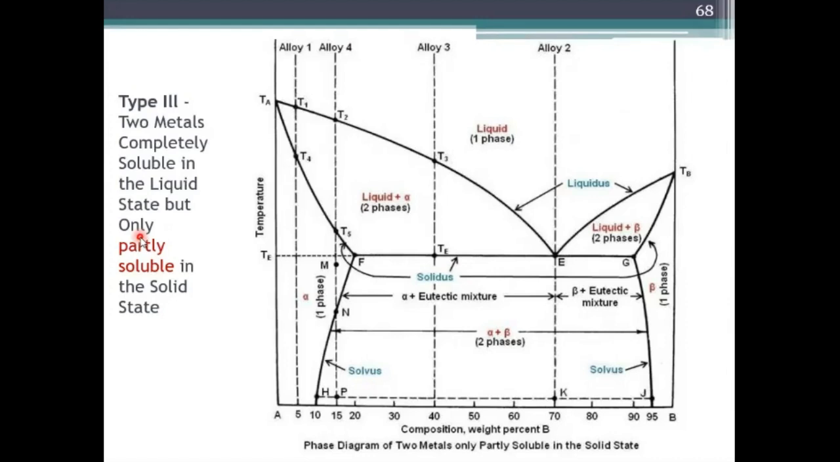Type 3 is nothing but two metals completely soluble in the liquid state, but only partly soluble in the solid state. When it is partly soluble in the solid state, you will be having another phase here. In the previous case, we had only solid A plus solid B above the eutectic point, and below the eutectic point only solid A and solid B. Now they tell partly soluble. Partly soluble means some liquid content will be there.